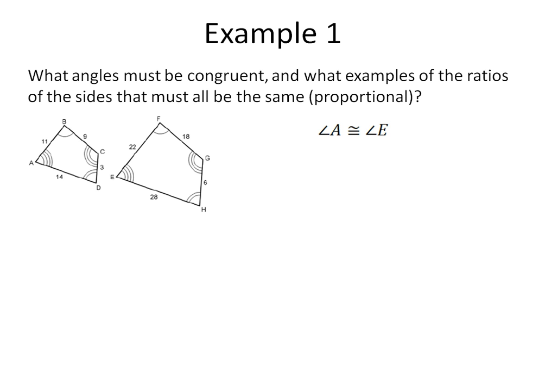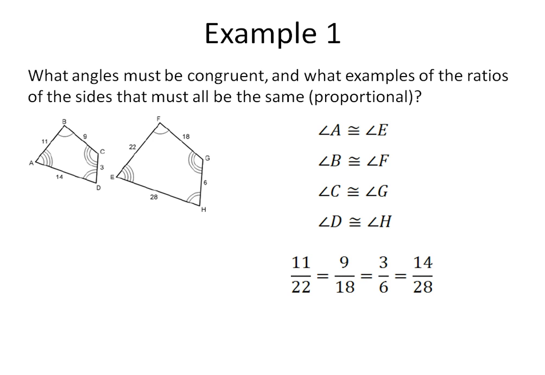So the only thing we must be sure of is that those corresponding angles have to be congruent. So we note that by saying angle A is congruent to angle E, angle B is congruent to angle F, angle C is congruent to angle G, and angle D is congruent to angle H. Okay, the things that must all be the same in the proportions are this. Since 11 and 22 correspond, the ratio of 11 to 22 has to be the same as 9 to 18, 3 to 6, and 14 to 28.